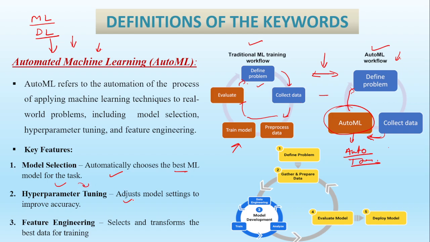Hyperparameter tuning adjusts model settings to improve accuracy, and feature engineering selects and transforms the best data for training. This is the automated machine learning model.